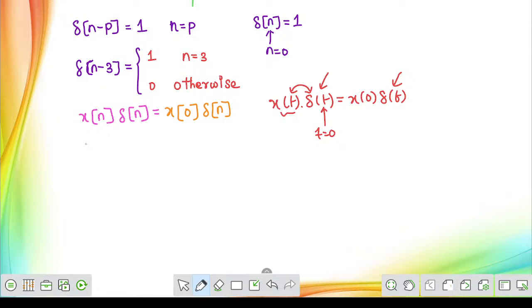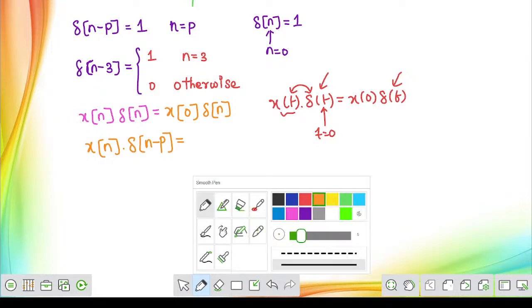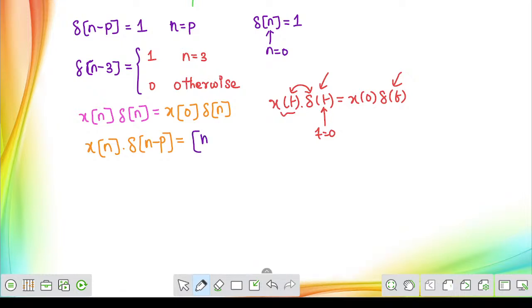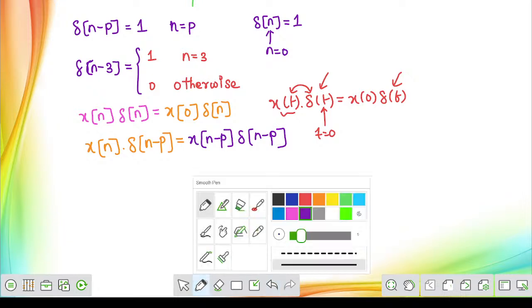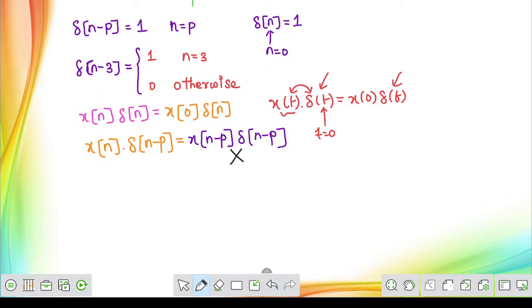Sir, suppose I have a function x of n, there is no problem, but del of n has been shifted to some position. Let us take the random position as p. Then how will you rewrite the resultant function? Some of you are writing it like this: x of n minus p into del of n minus p. Is it correct, sir? If you are writing like this, then I will say your answer is absolutely wrong.